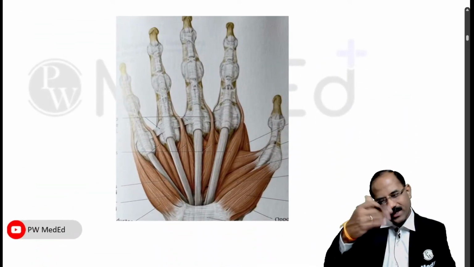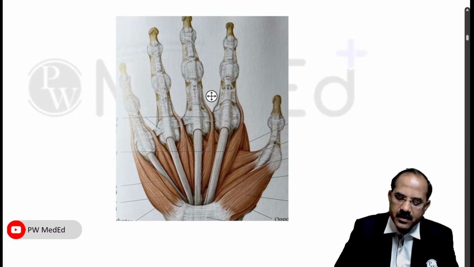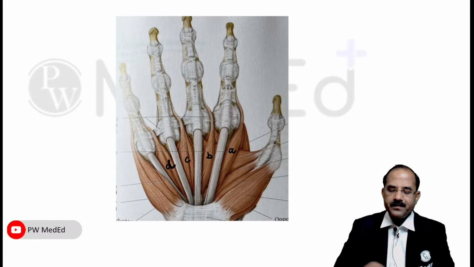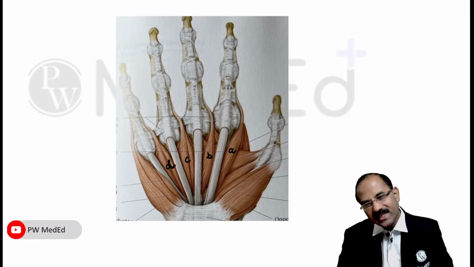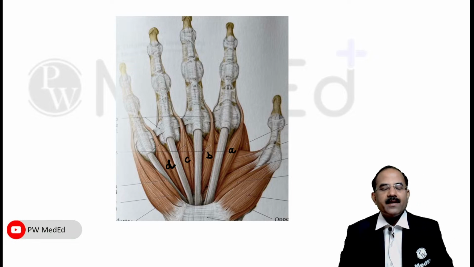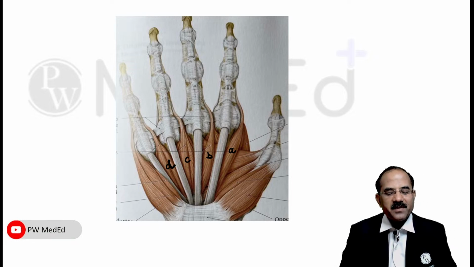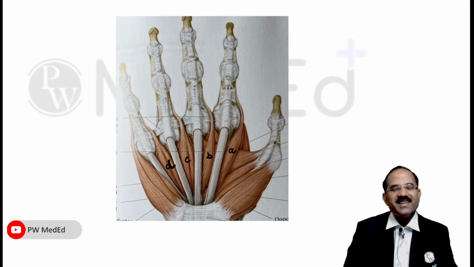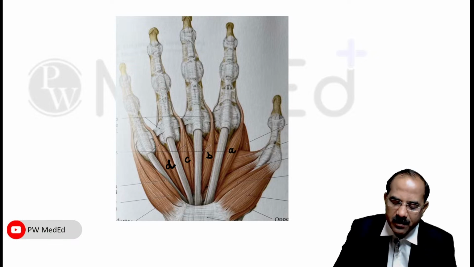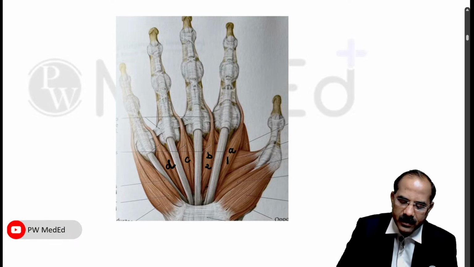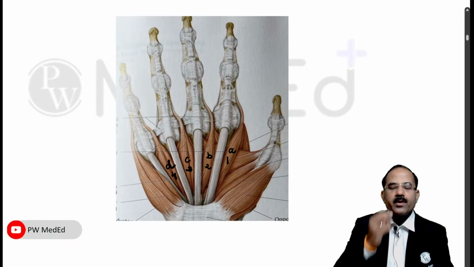Okay, children, I'll ask you in another way. What is this muscle? A, B, C, and D. Paralysis of this muscle leads to claw hand. Yes, very good. That's lumbrical. These muscles are the lumbricals. This is the first lumbrical, that's the second, that's the third, and that's the fourth lumbrical.